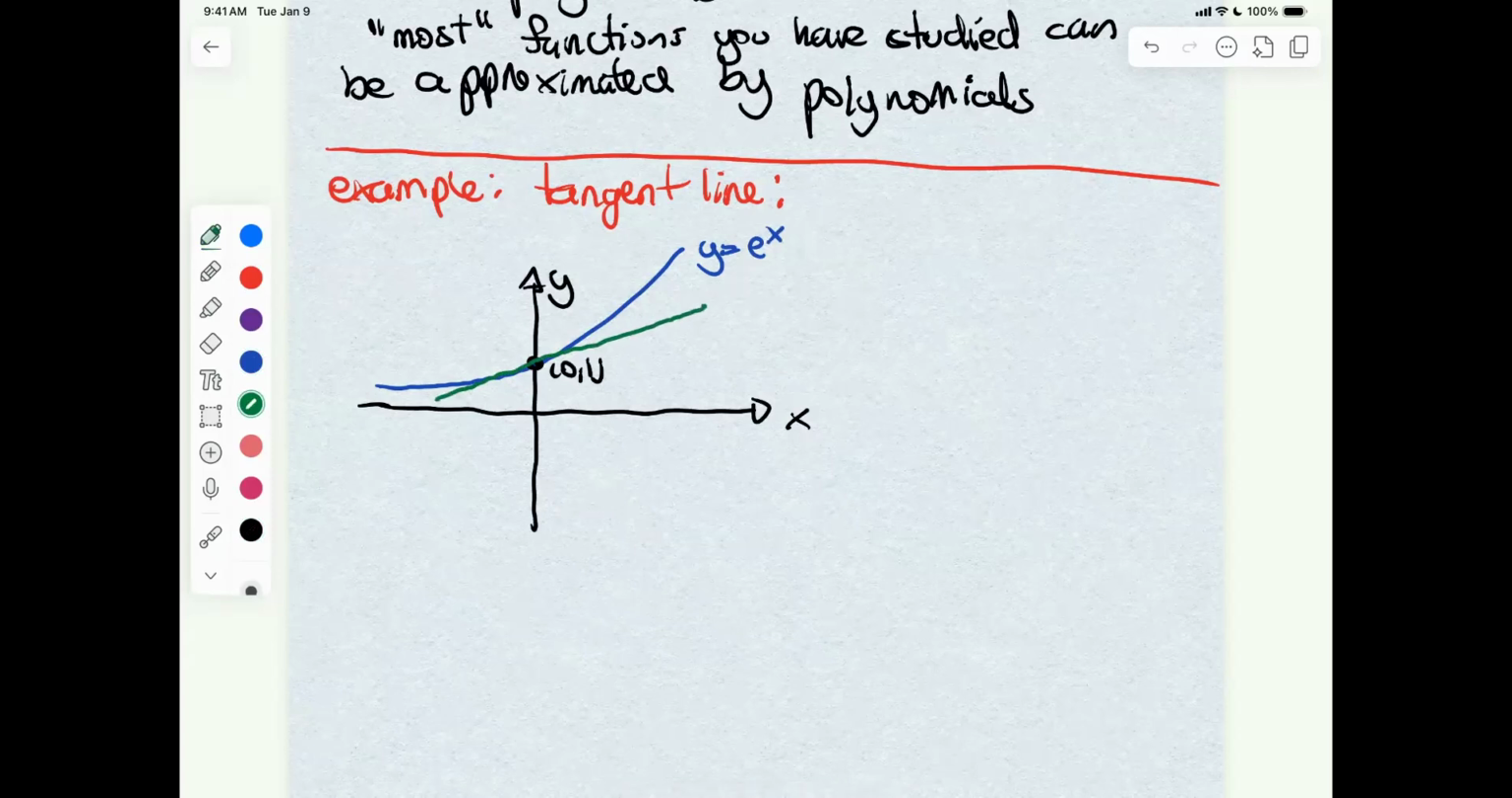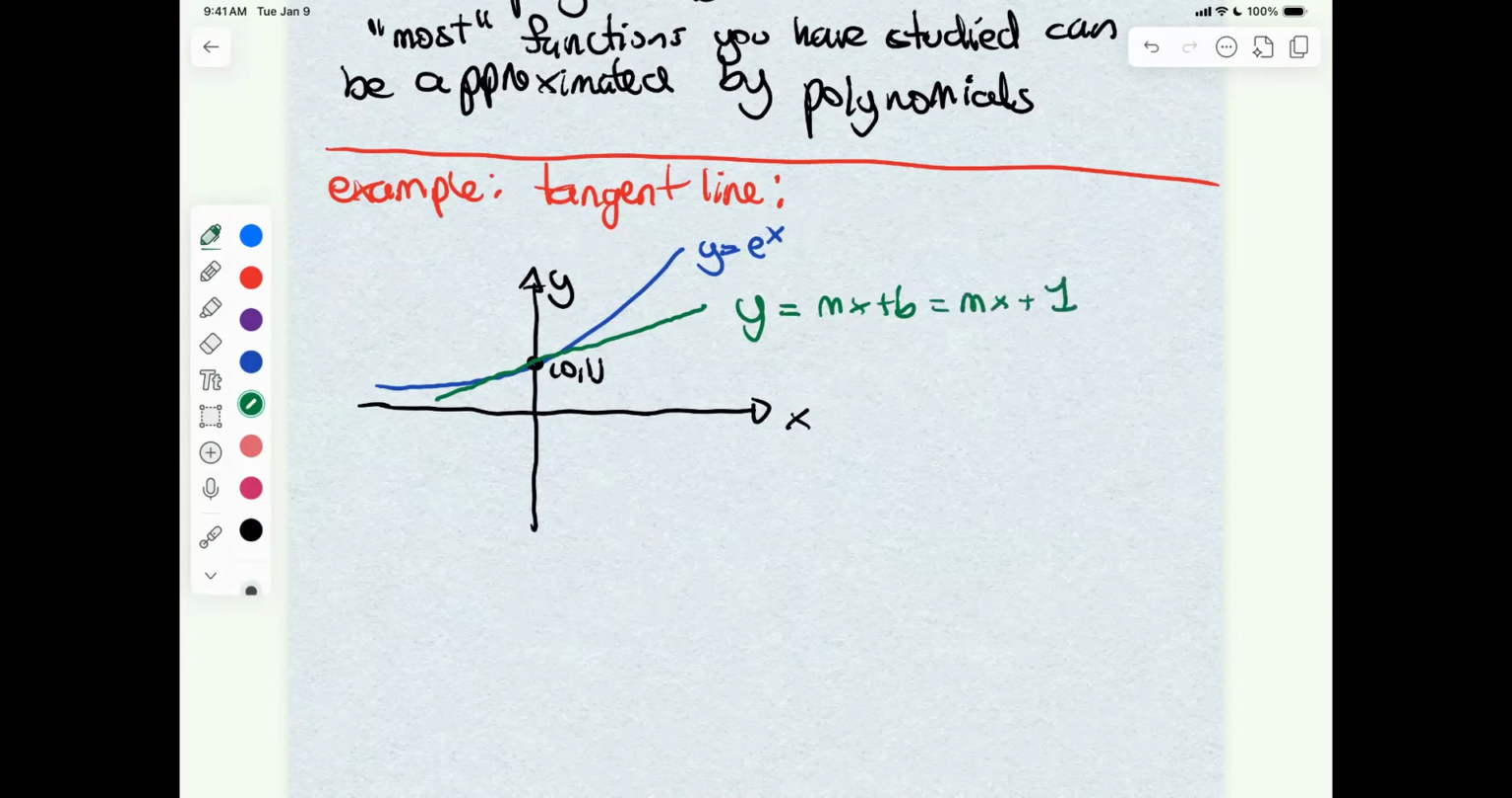What is the equation of a tangent line? It is y equals mx plus b. The b is easy to determine in this case, because the line should pass through the point (0, 1). That's the intercept with the y-axis. So it's just mx plus 1.